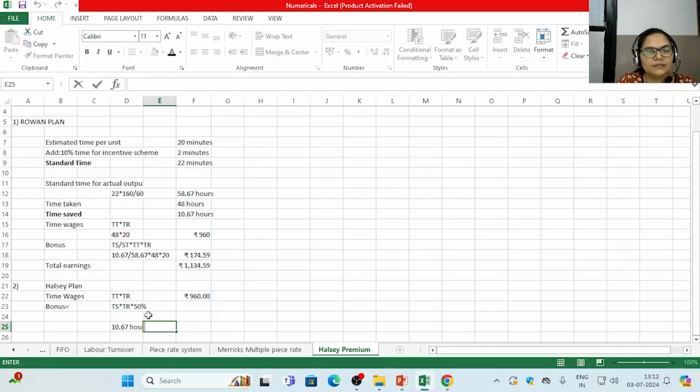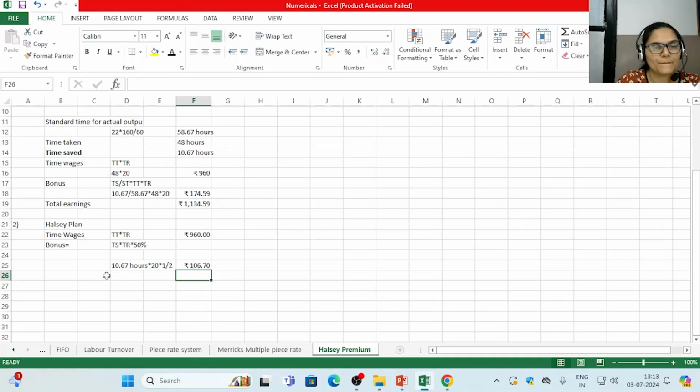Then we will calculate: 10.67 hours multiplied by 20, that is time rate, multiplied by 1/2, that is 50%, and it will give you a value of 106.70. So total earnings will be 1066.70.